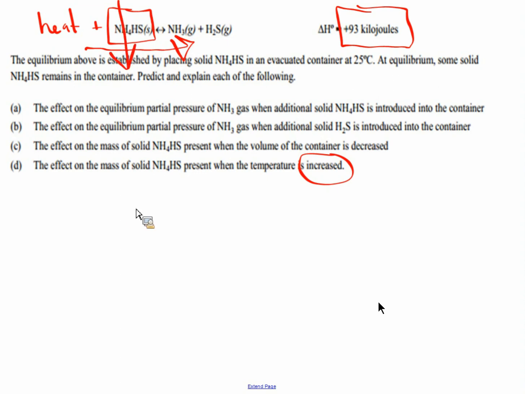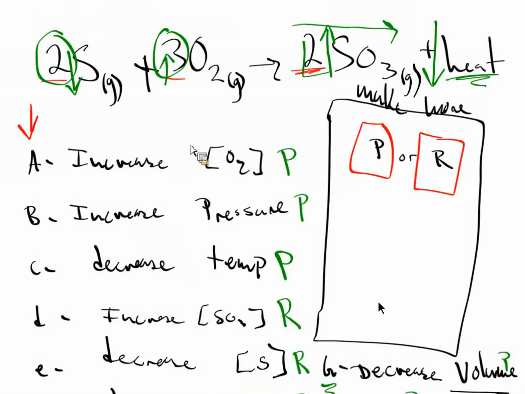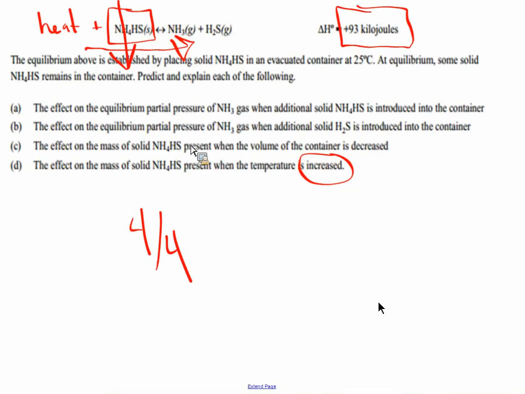Okay, how many got 4 for 4 right there? Raise your hands. Okay. Now, what was it to be? To D, yeah, it decreases. The solid mass of what? This solid mass will decrease in part D.